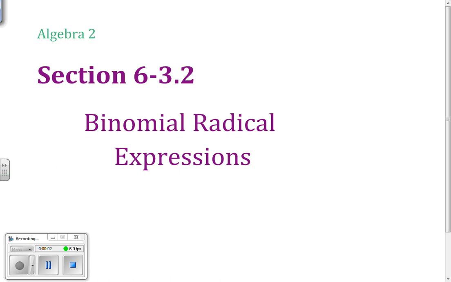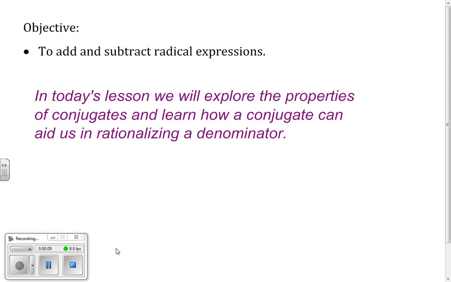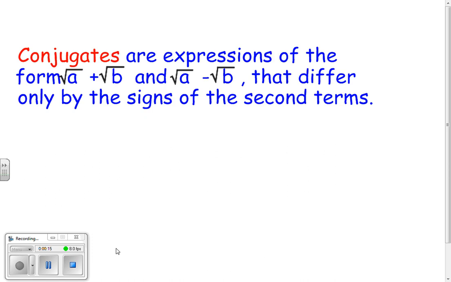In section 3, day 1, we added, subtracted, and multiplied binomial radical expressions, and today we're going to divide. In order to divide binomial radical expressions, you have to rationalize, and we'll use the conjugate to do so. Anytime you have a conjugate of radicals, it's a little different than the conjugate of imaginaries. In radicals, you just change the sign in the middle.